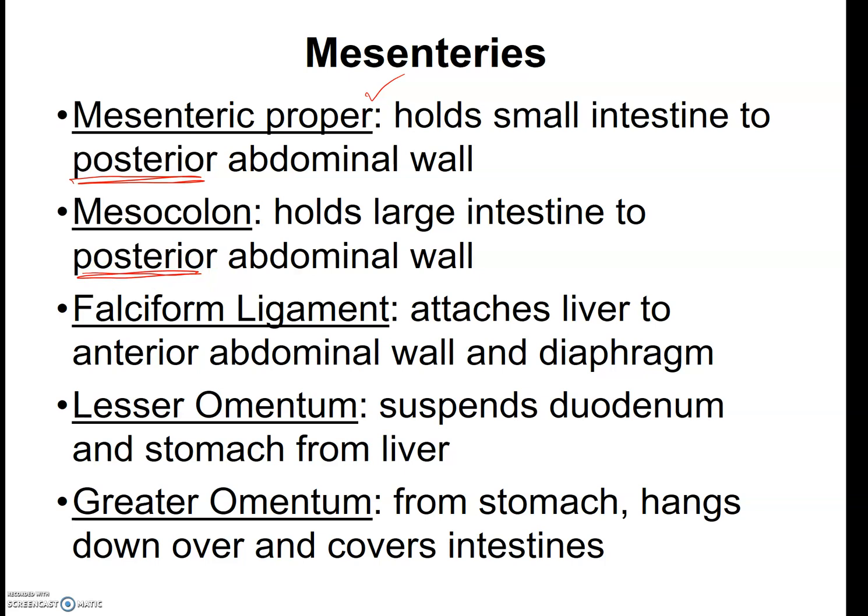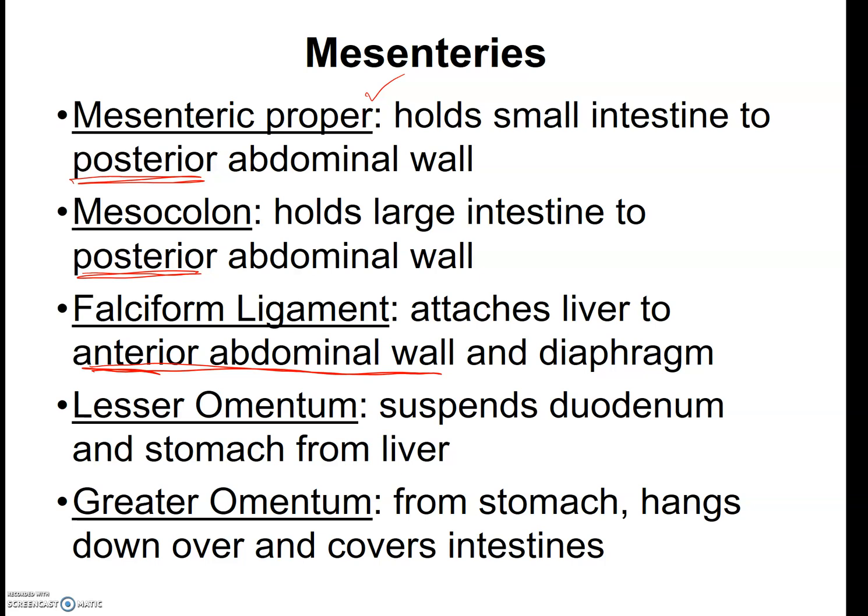The falciform ligament. This is a ligament, a piece of connective tissue that attaches the liver to the anterior abdominal wall and to the diaphragm. You'll see that in a few minutes. The falciform ligament is very important in holding the liver in place, keeping the liver stable.